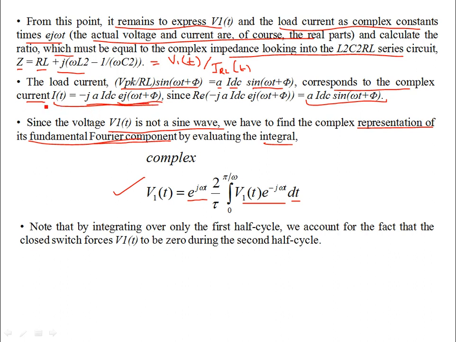So what we are doing is looking into the complex representation of the load current and the complex representation of the node voltage V1T, and the ratio of V1T to IRLT is Z. Note that by integrating over only the first half cycle, we account for the fact that the closed switch forces V1T to 0 during the second half cycle.